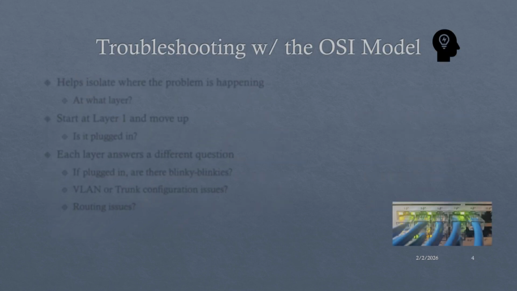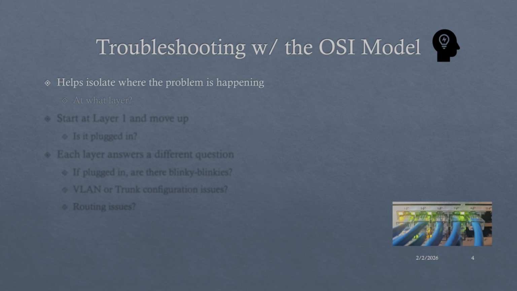So how do we troubleshoot with the OSI model? Well, it helps us understand where a problem is happening in the OSI model itself. Answers the question, at what layer is this problem happening? And we always want to start at layer 1 and move up. And the question at layer 1 is, is the device plugged in? Is it receiving power? Is the cable plugged in? Those are all our basic layer 1 questions, which is where you should start.